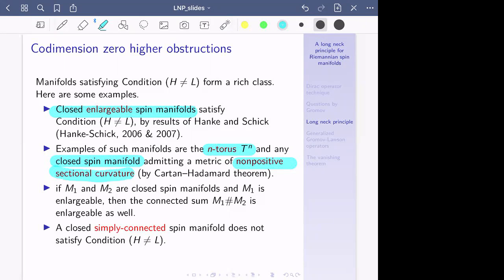And moreover, if M1 and M2 are closed spin manifolds and one of the two is enlargeable, then the connected sum is enlargeable as well. In other words, here we have many examples coming from enlargeable spin manifolds. Observe that a closed simply connected spin manifold does not satisfy this condition, because of course the higher and lower index just coincide.